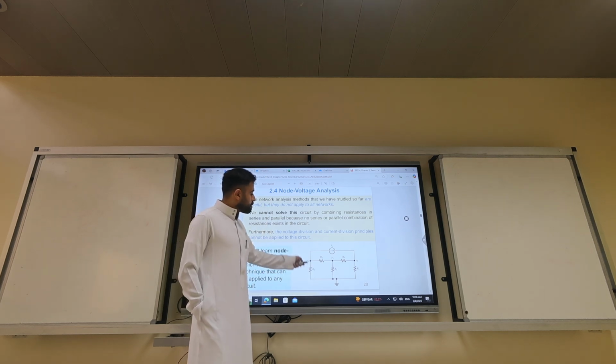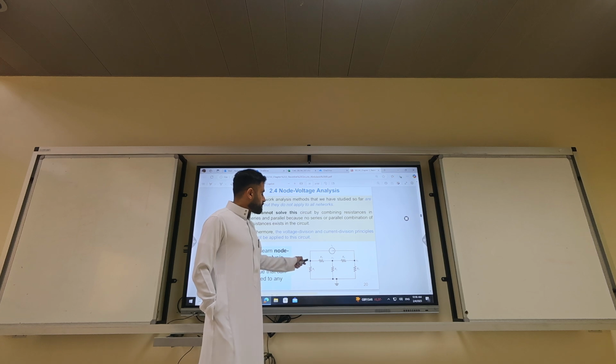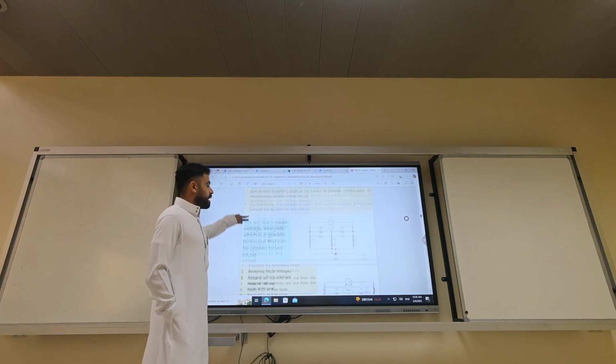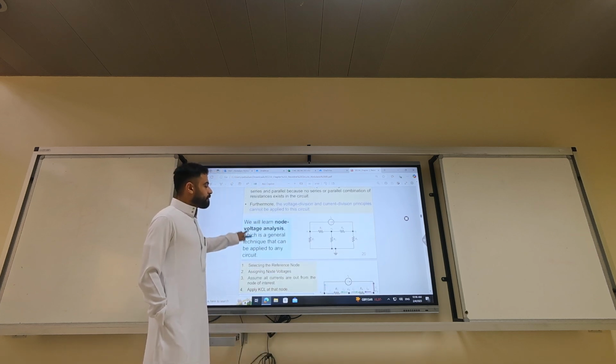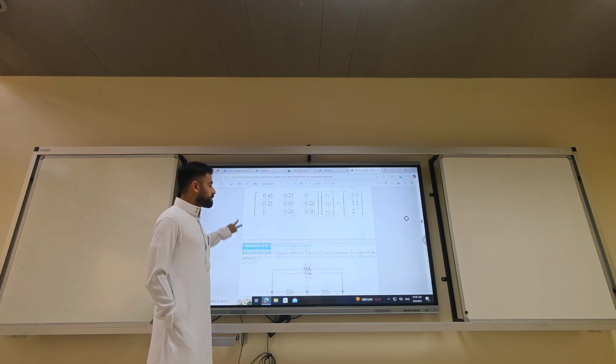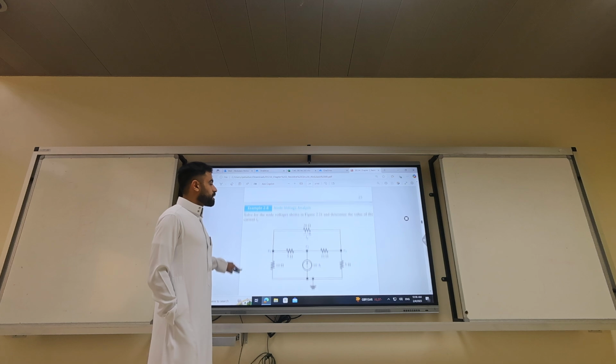V1 minus 0 plus IS plus V1 minus V2 over R2. You do the same for node 2. You do the same for node 3. And we said if you have a voltage source, then this simplifies the problem. Okay? Standard form. Don't forget the standard form.